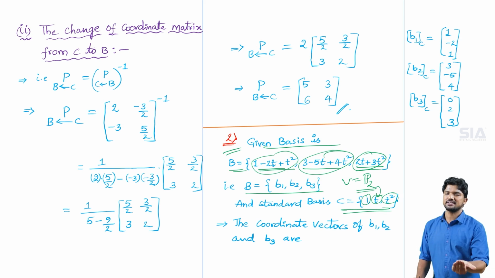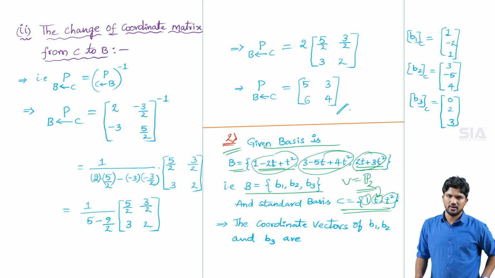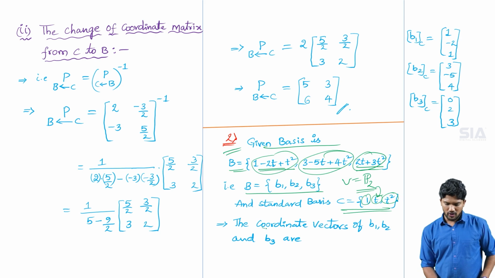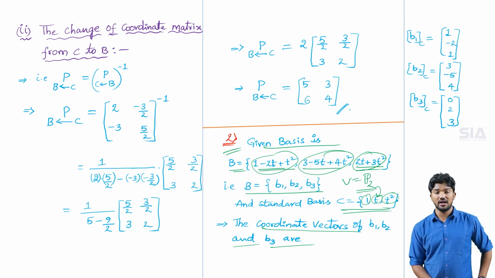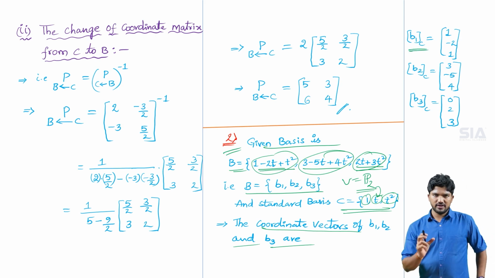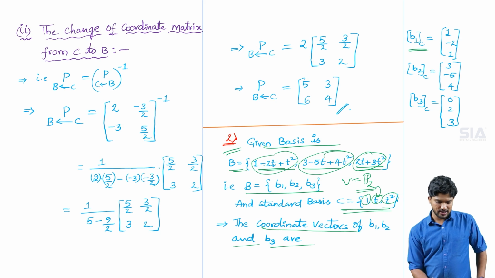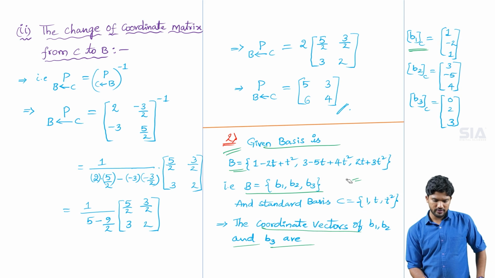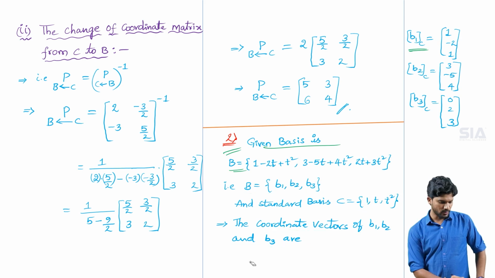One is nothing but constant. T is the first variable. T square is the second variable. So therefore, the coordinate vectors of B1, B2 and B3 with respect to the given basis capital B. First vector B1 with respect to C, here you can observe the constant values are the coefficient values of 1, t and t square.